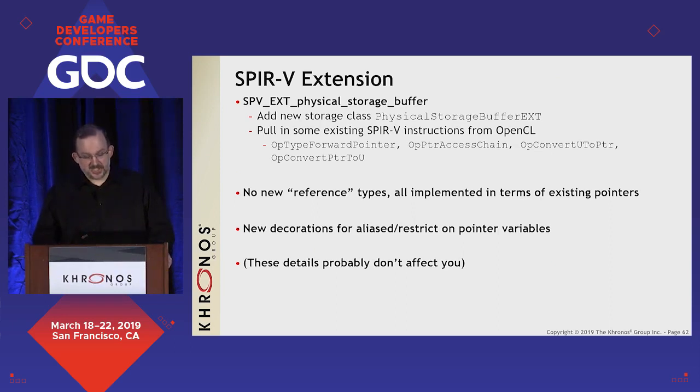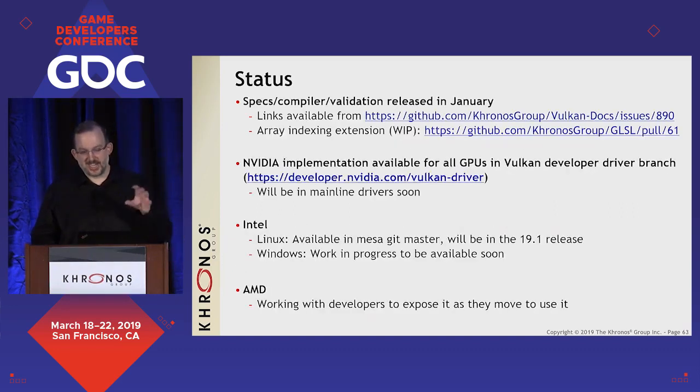There is a SPIR-V extension that goes along with this. It's called Physical Storage Buffer. The physical here in the name is taken from SPIR-V's existing notion of physical addressing, which is like the addressing mode where you actually have pointer values. That was used in OpenCL before. Now it's kind of sort of used in this extension as well.